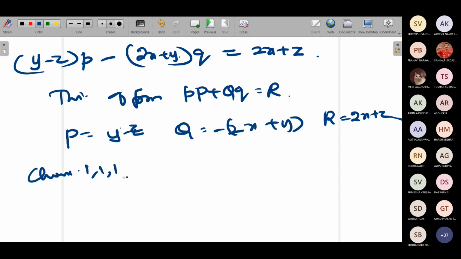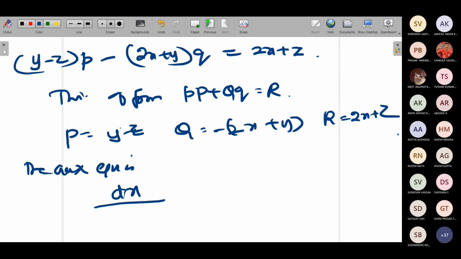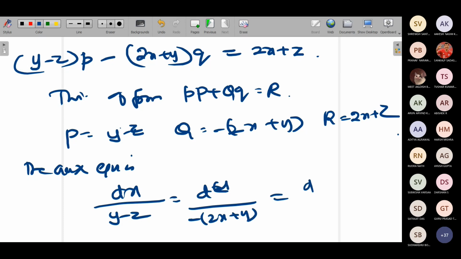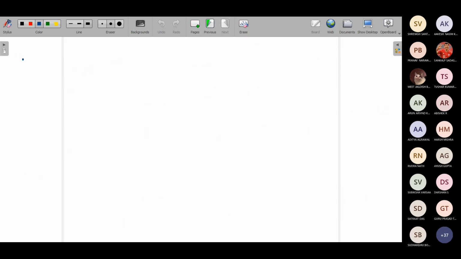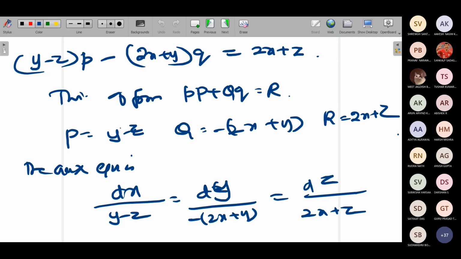Okay. So first of all, I'll write the auxiliary equation. 2x plus z. So the auxiliary equation is dx by y minus z, dz by minus of 2x plus y, dy by dz by 2x plus z. Okay. Choose 1, 1, 1 as multipliers. So when you choose 1, 1, 1 as multipliers, check whether you are getting it.